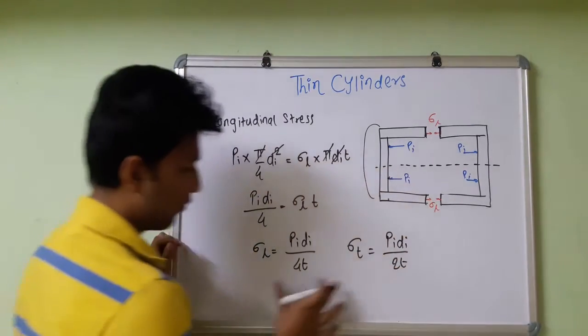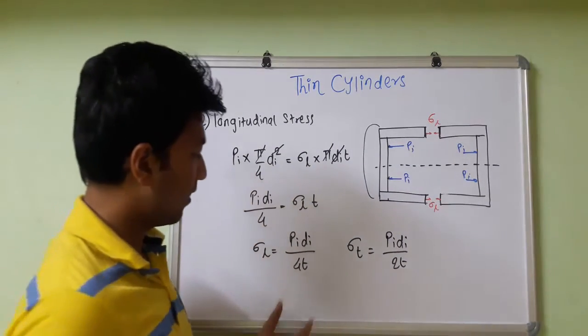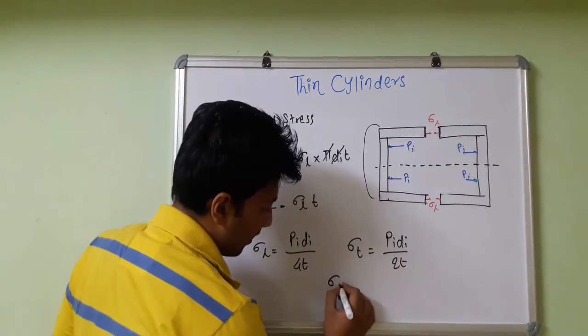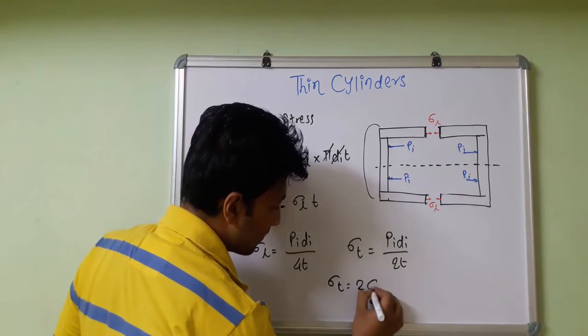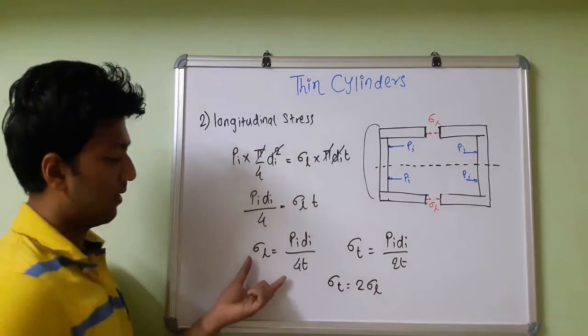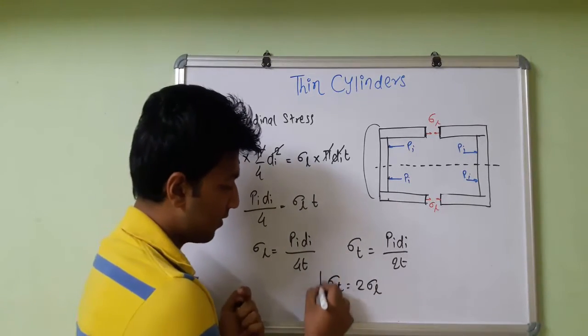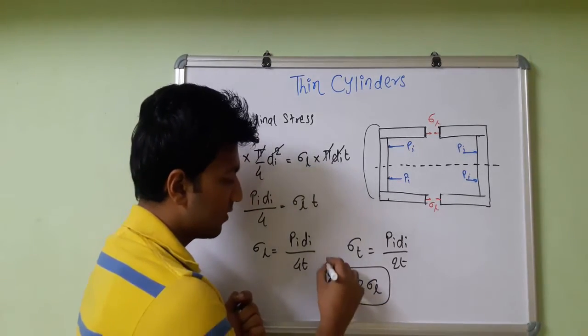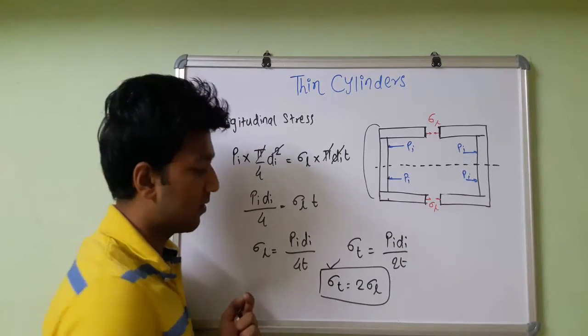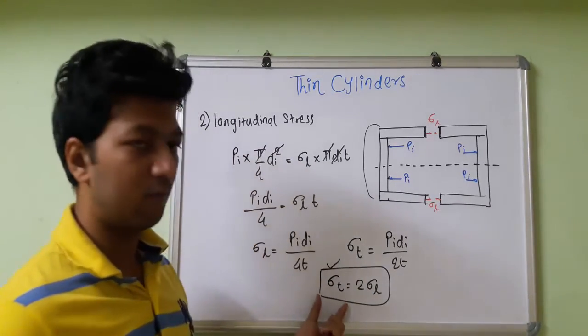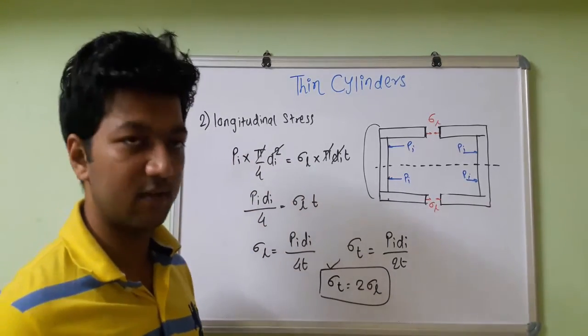So from these two equations we know that sigma T is 2 times sigma L. If we multiply sigma L by 2, we get sigma T. This means more stress is produced in the circumferential direction.